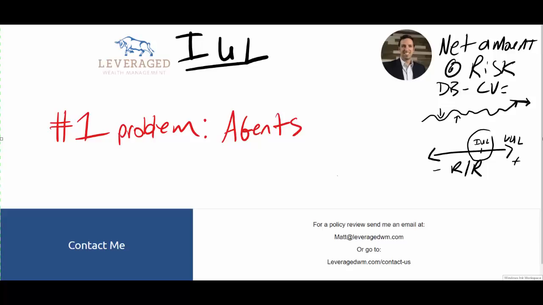The problem is, in order to offer this type of product, this indexed universal life insurance contract, the only thing that an agent needs is a life insurance license. And if you've never done any research on what it takes to get a life insurance license, it is embarrassingly simple, embarrassingly easy. You can probably study for the test over a weekend, go out and pass that test, and then be licensed to sell these products. So unlike the variable universal life insurance policy, where in order to sell a variable UL, you also have to have a securities license. So you not only need a life insurance license, you also need a securities license.